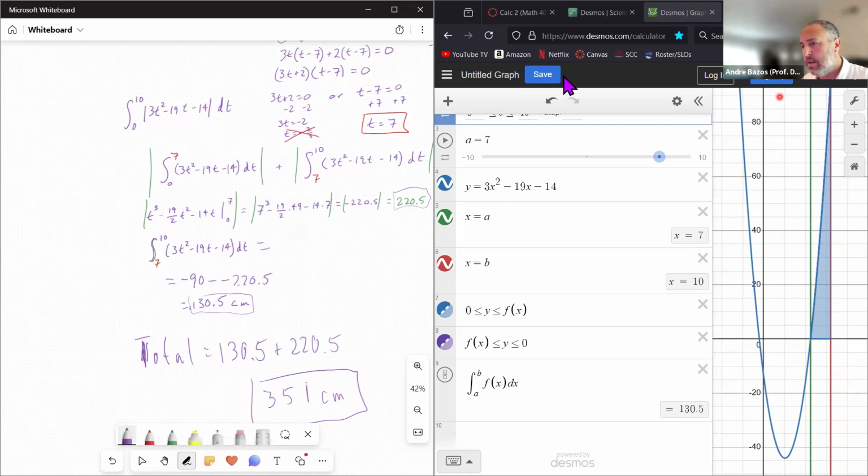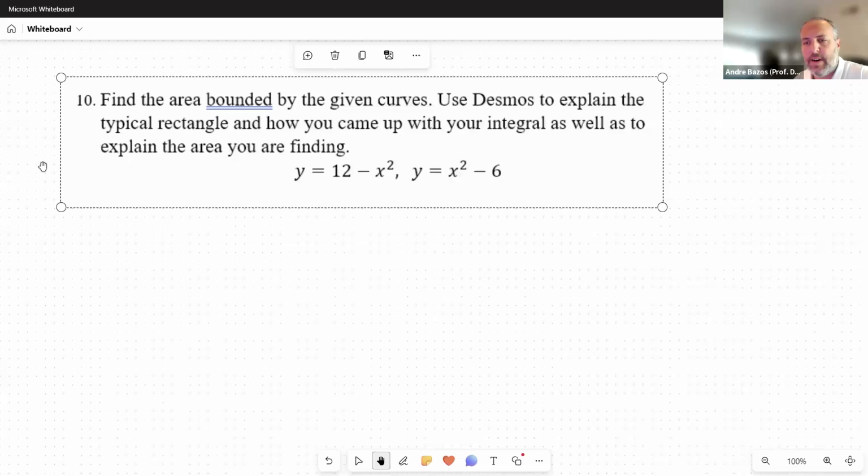Oh, that didn't work. Pause. Okay, so find the area bounded by the given curves. Use Desmos to explain the typical rectangle and how you came up with your integral, as well as to explain the area you are finding.